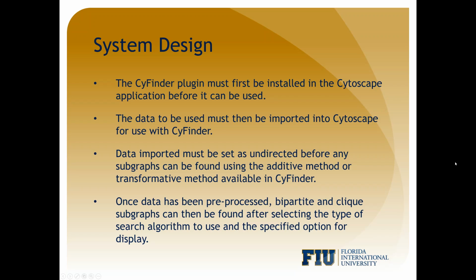And for the system design, the steps are basically that the SciFinder plugin must first be installed in the Cytoscape application before it can be used. The data must then be imported into Cytoscape for use with SciFinder. The data imported must be set as undirected before any subgraphs can be found using either the additive method or transformative method available in SciFinder. And then once the data has been pre-processed, bipartite and clique subgraphs can then be found after selecting the type of search algorithm to use and the specified option for display.